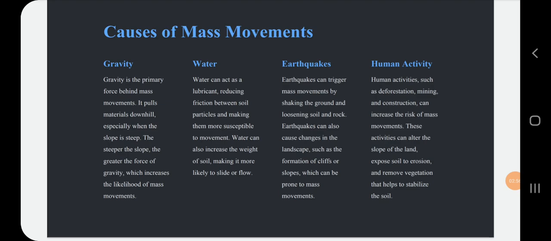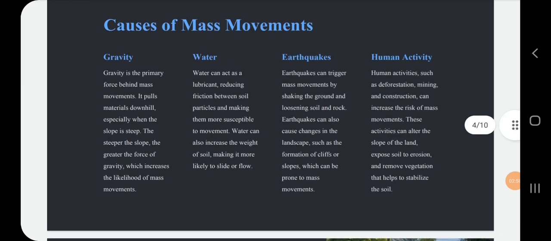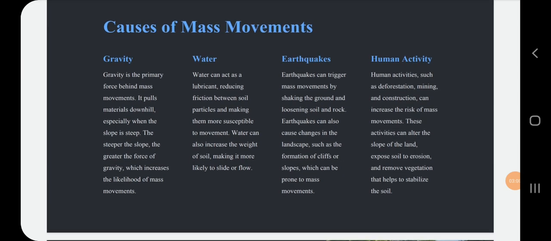Causes of mass movement. Gravity is the primary force behind mass movement. It pulls materials downhill, especially when the slope is steep. The steeper the slope, the greater the force of gravity, which increases the likelihood of mass movements.